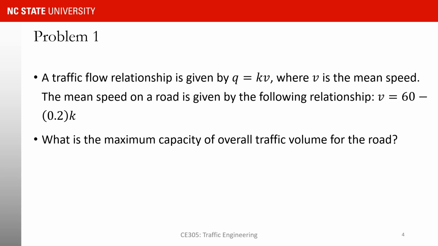The first one, we have a traffic flow relationship where V is equal to 60 minus 0.2K. The question is asking about maximum capacity of traffic volume. So it wants you to find the maximum volume that you can see. So why don't you think for a couple of minutes about it and then continue with the video.